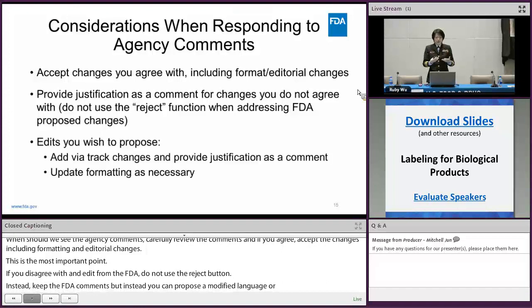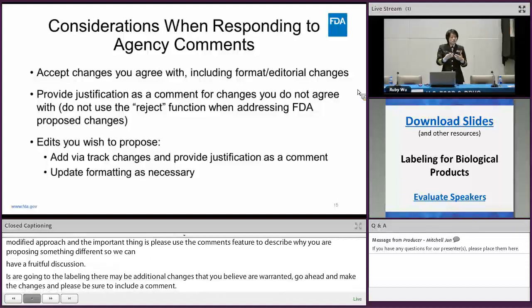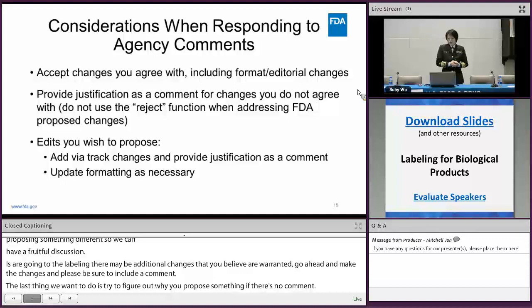And as you're going through the labeling, there may be additional changes that you believe are warranted. Please go ahead and make those changes via track changes, and please be sure to include a comment. The last thing we want to do is try to figure out why you proposed something if there's no comment attached to it. And as you go through this exercise, please edit the format as necessary so the labeling looks very good and is compliant with the format requirements.